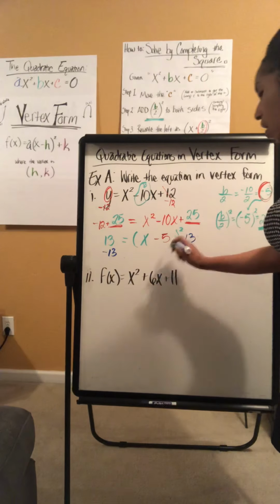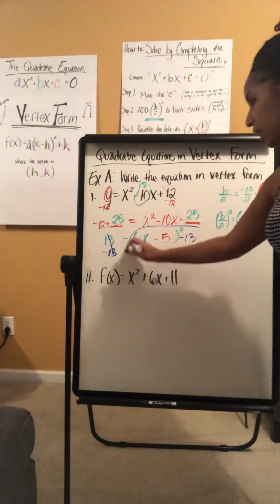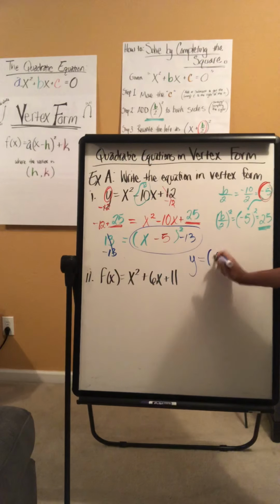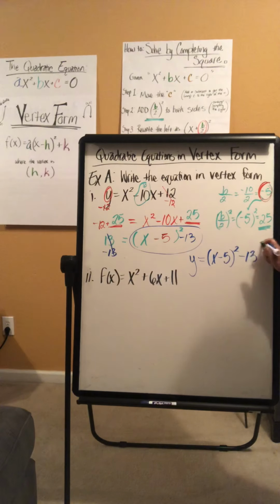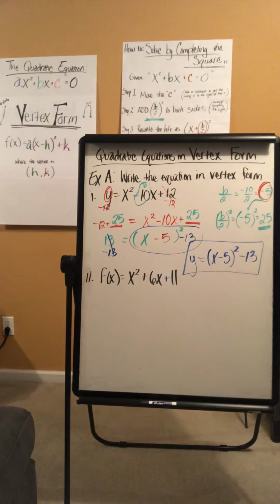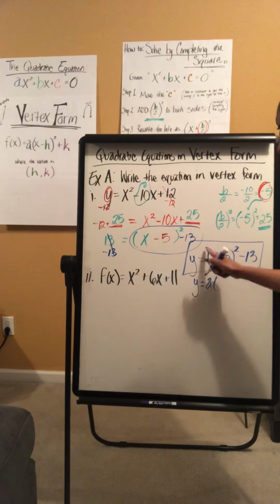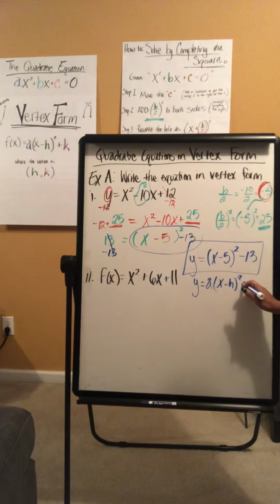I am not solving by completing the square. I'm trying to write this in vertex form. This would be it here. My vertex form, since they said y, it's y equals (x minus 5) squared minus 13. Okay? This is vertex form. Again, vertex form is up there, but it's y equals. My a in this case, since I don't have a number, would be a 1. But I can clearly tell what my h and my k are, right?